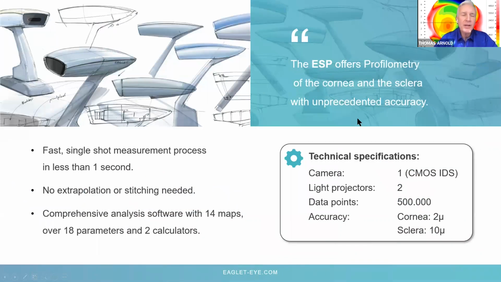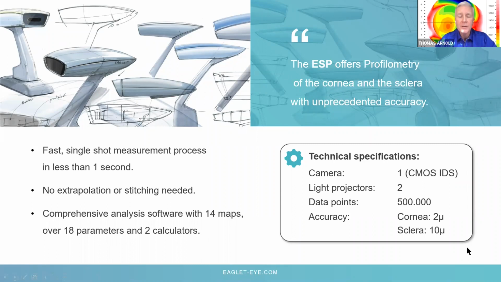And so the other thing nice about this particular instrument is that it is a single shot instrument. It's very, very fast. You're looking at the eye in primary gaze. You don't have to do eccentric viewing. That is, you don't have to have the patient look up, left, right, down. And therefore, the image is not stitched. It's not extrapolated or stitched. It's real data.